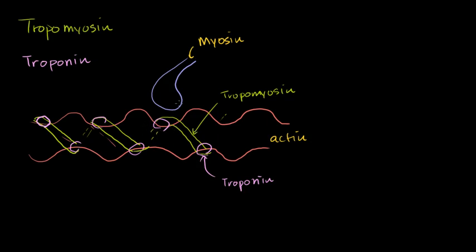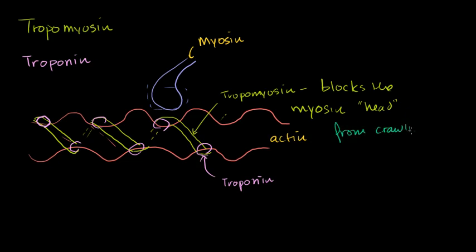So the bottom line is that this tropomyosin kind of blocks the myosin head. This is the myosin head that I'm talking about, from crawling up the actin, either by physically blocking its actual binding site, or if it's already bound, from keeping it from being able to keep sliding up the actin. Either way, it's blocking it.